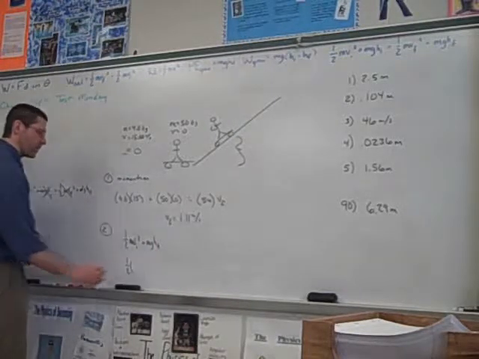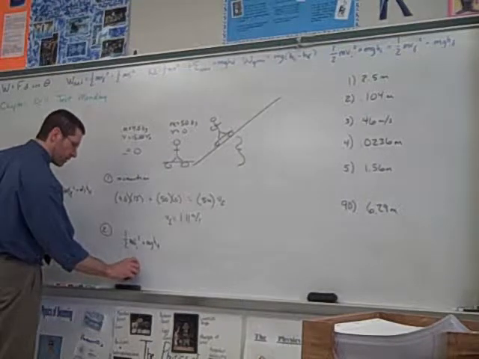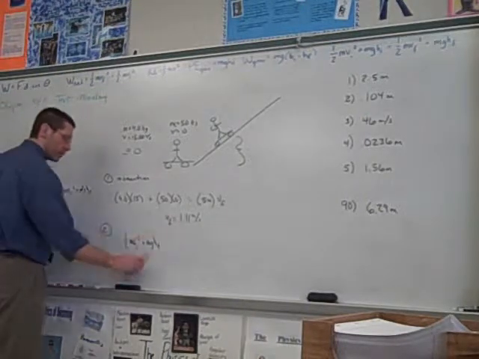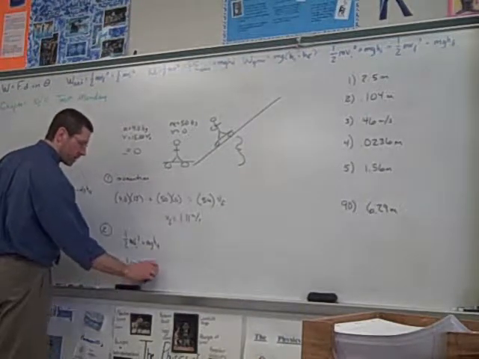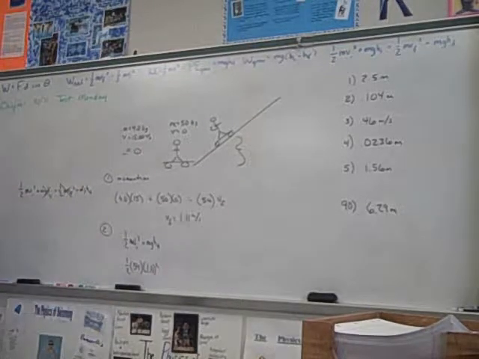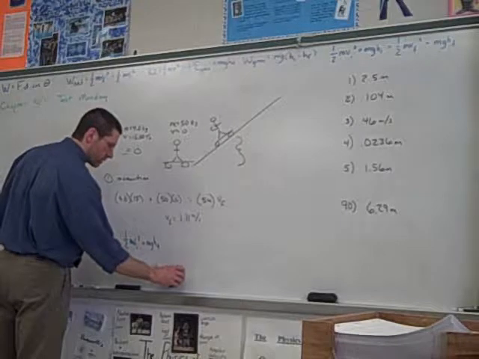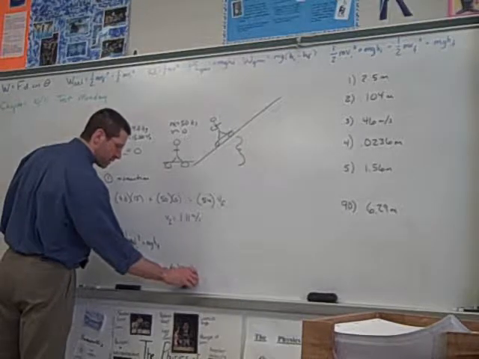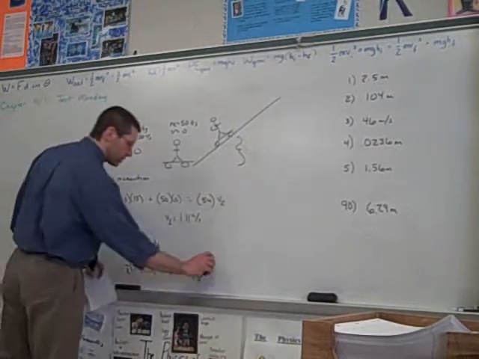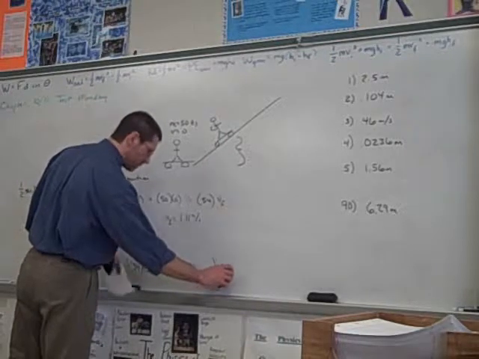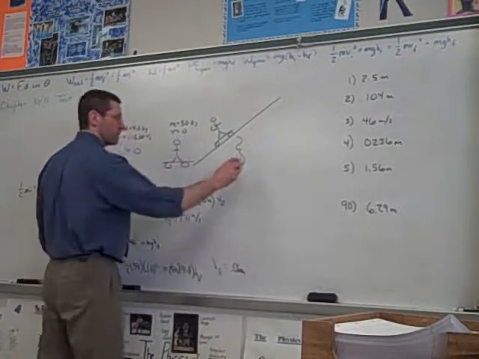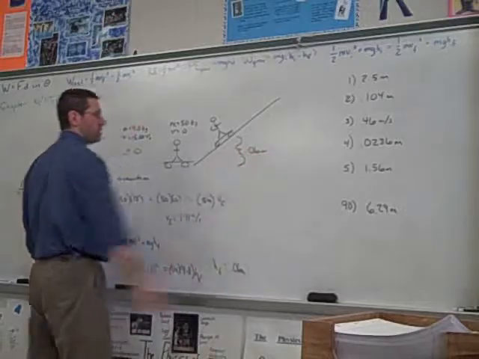So that's 1/2. Now the mass is all the mass combined, so 54 moving at 1.11. We have to square that. So that kinetic energy gets raised to a certain height: 54 times 9.8 times HF. Then you solve for HF and get 0.06 meters. So that's what this is, 0.06.